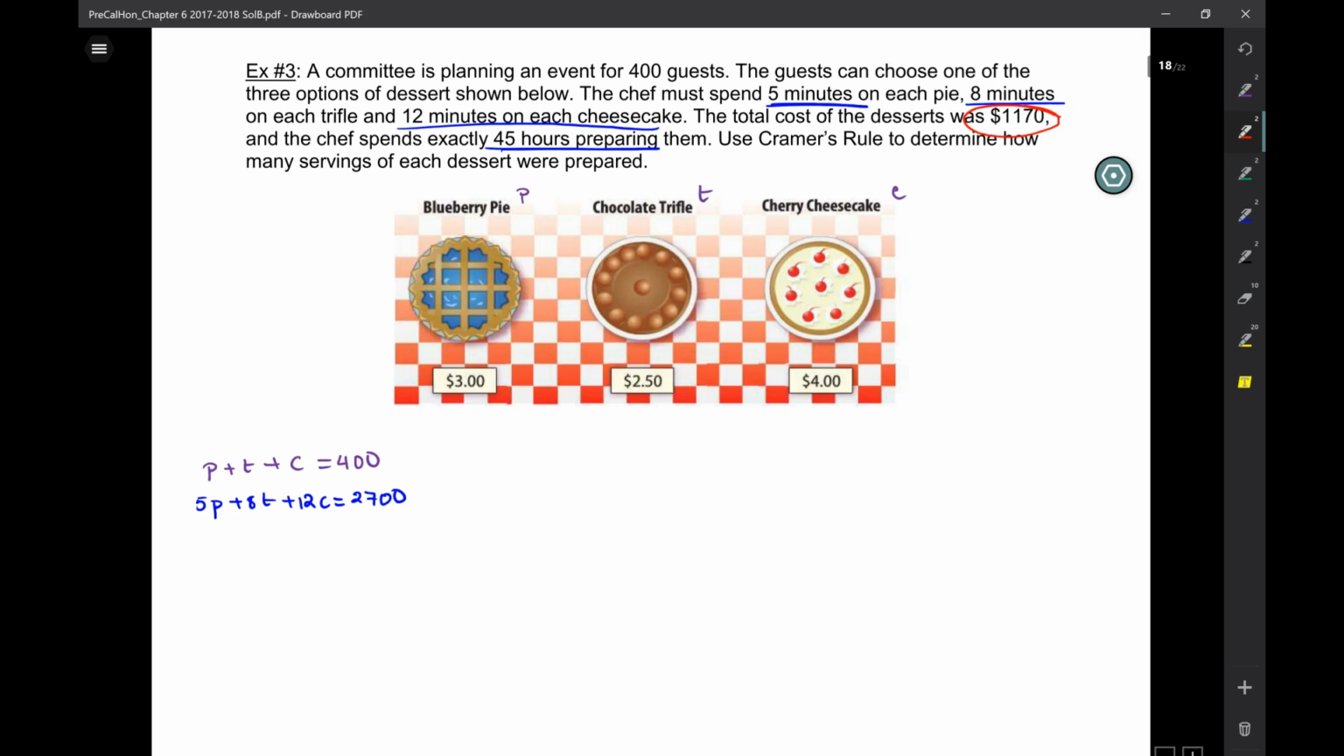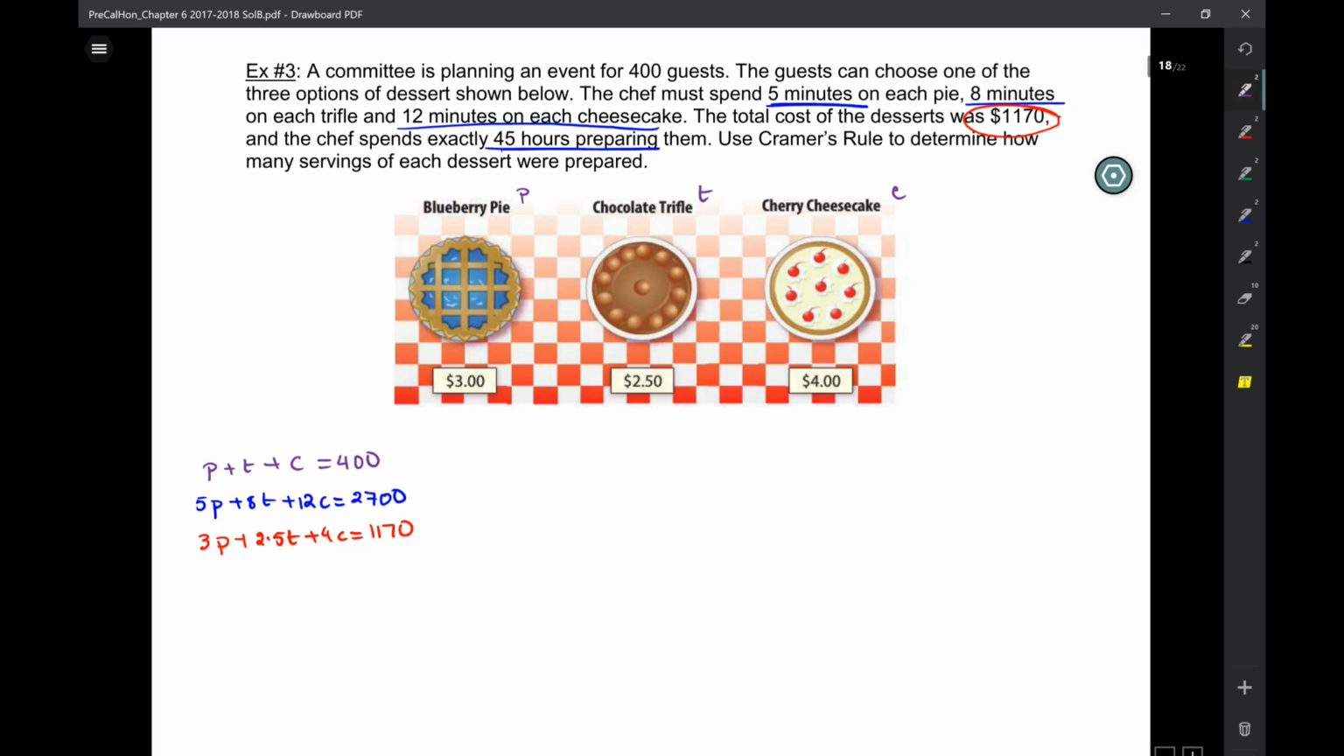And now, the cost, right? The cost, these are the costs for each serving. So $3 for the pie, and $2.50 for the trifle, and $4 for the cheesecake are going to add up to $1,170.